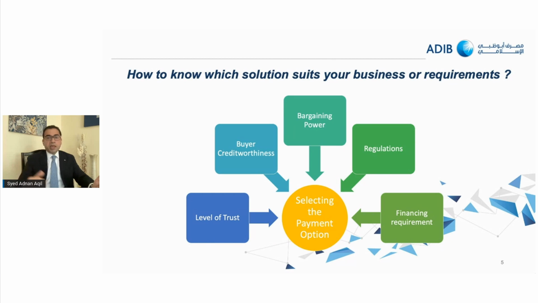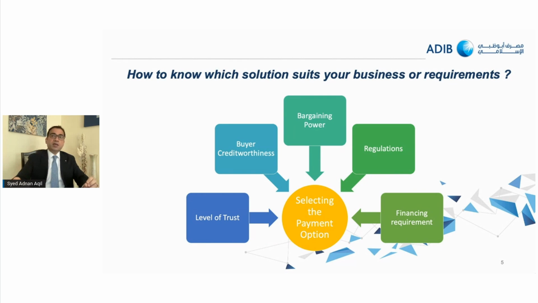Now there can be other options of opening an open credit, where you don't know this customer very well. You may ask for a letter of credit, an LC, a financial institution backing a payment obligation of that customer. So there can be many ways and many payment options, but it depends on the business. So it depends on the level of trust of a customer. Then it depends on the buyer's creditworthiness and the bargaining power, as I've discussed, that based on the payment option, the bargaining power fluctuates. Then the regulations.